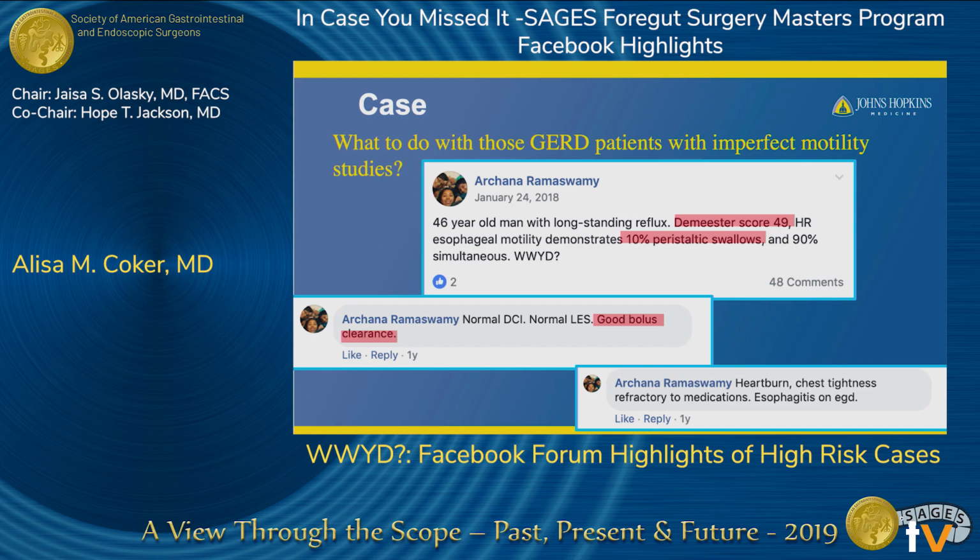Our next case is brought to us by Dr. Ramaswamy. She reports a 46-year-old male with a DeMeester score of 49 complaining of heartburn and chest pain. Manometry demonstrates good bolus clearance, but only 10% peristaltic swallows and 90% simultaneous and with normal DCI. The question is, how do we handle these patients with ineffective esophageal motility?